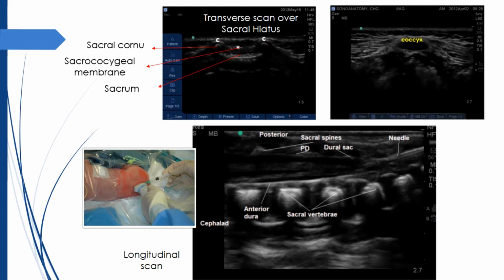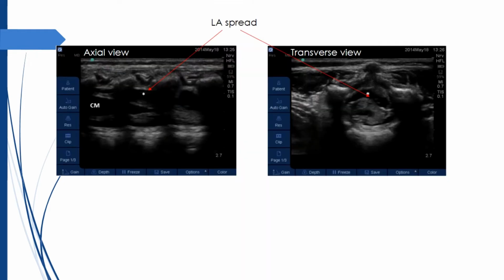Suppose we are doing a transverse scan slightly caudal, then we can see a hypoechoic oval structure which is the unossified coccyx. It is an indication that we have gone too distal to the sacral hiatus and we have to scan higher up. So as we inject local anesthetic, we can see the local anesthetic collecting in the epidural space and dipping down the dura. This can be well appreciated both in an axial view as well as a transverse view.